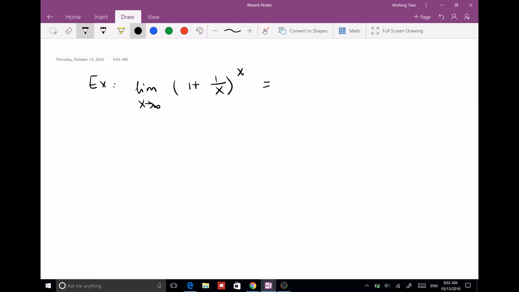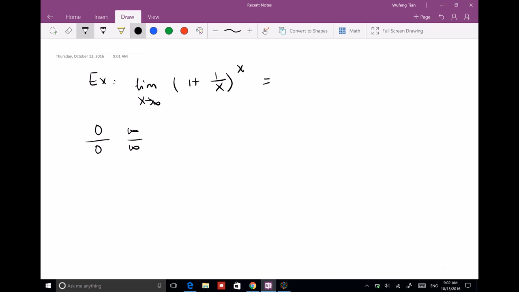Okay, so L'Hopital's rule, we know it has to be 0 over 0 form, negative infinity over positive infinity, positive infinity over negative infinity form. It has to be this kind of form, the same: 0 over 0, infinity over infinity, negative infinity over infinity. So we need this kind of form, then we can use L'Hopital's rule, and also both the top and the bottom should be differentiable. So what do we do? We assume this function equals y.